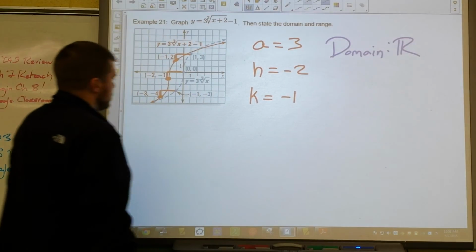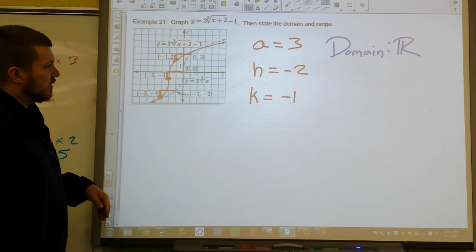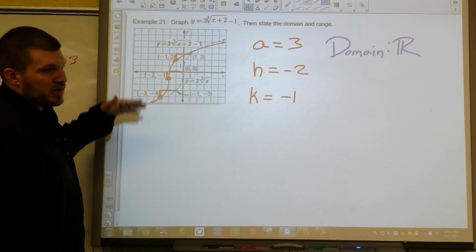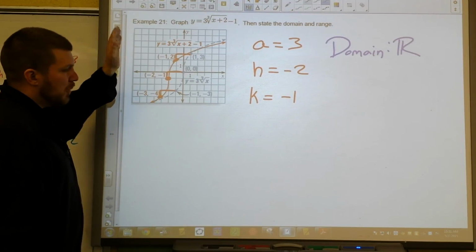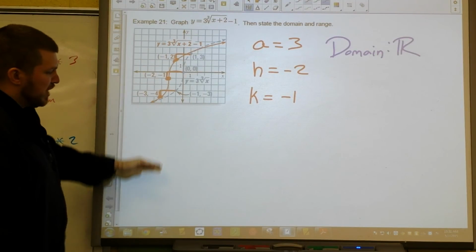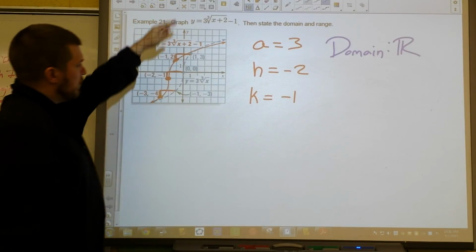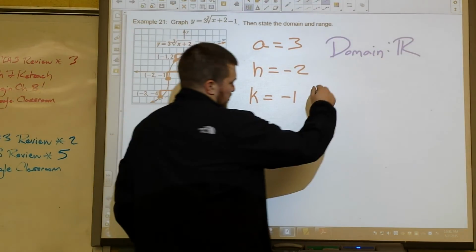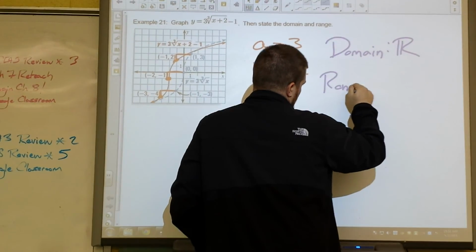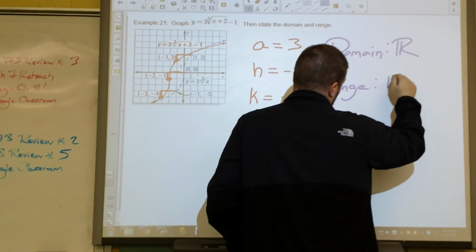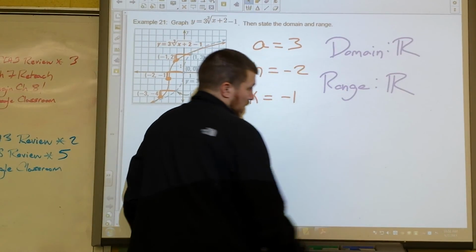And our range, again, range we typically think of y values, so I'm looking for any restrictions either up or down. The graph goes as far down as it wants to with no problem, and as far up as it wants to with no problem. So the range is also all real numbers. That's really it.